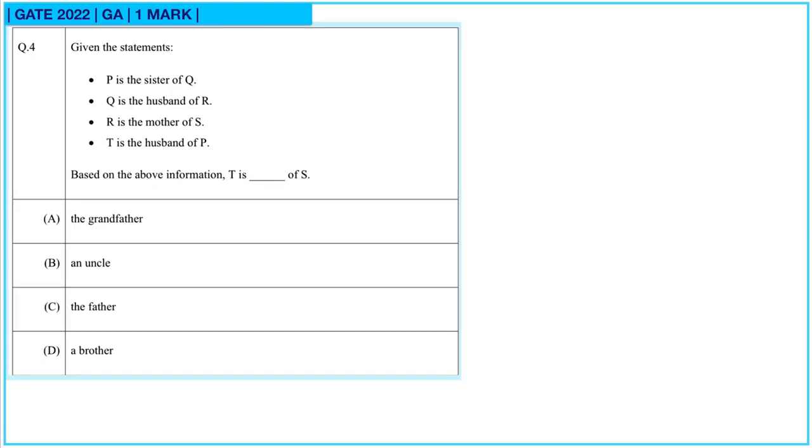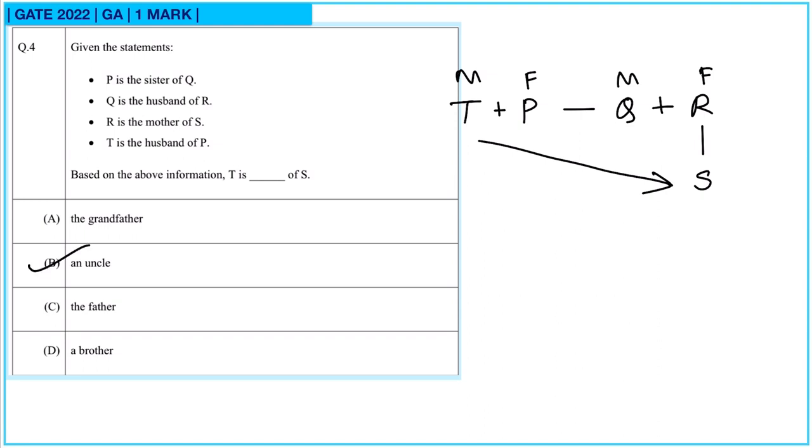Question number 4. Given the statements: P is sister of Q. So P is female and is sister of Q. Q is the husband of R. That means Q is male and is husband of R. So R is female. R is the mother of S. T is the husband of P. So T is male and is husband of P. Based on the above information, T is dash of S. So T is an uncle of S. So option B is correct.